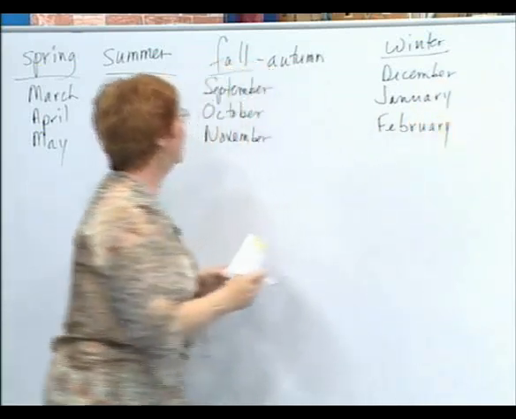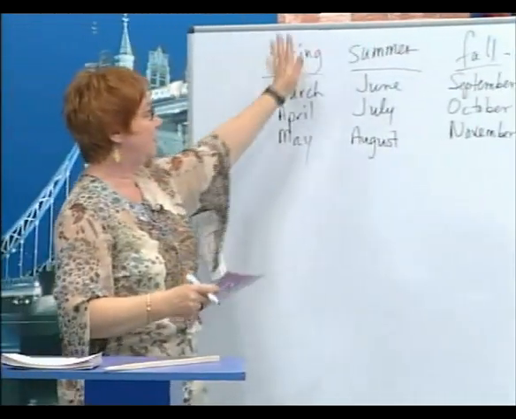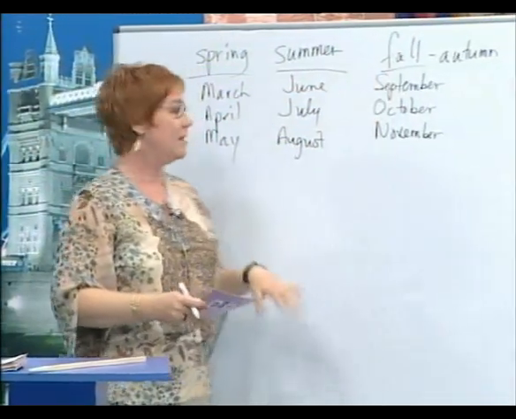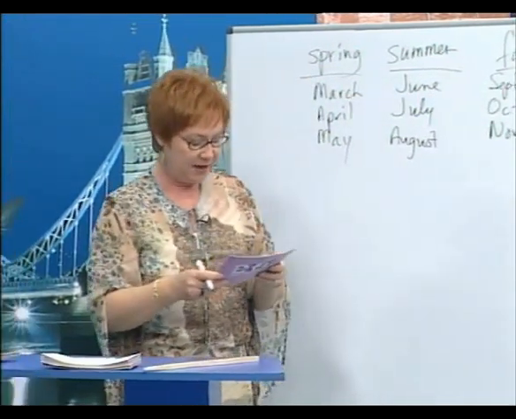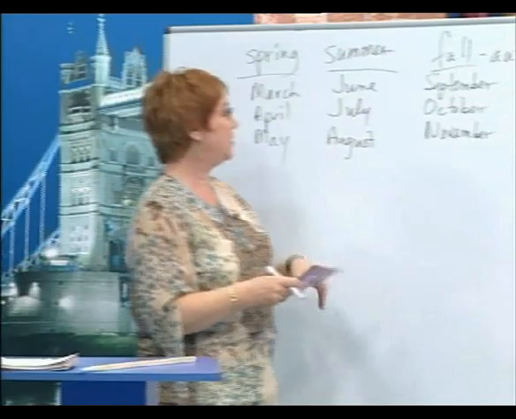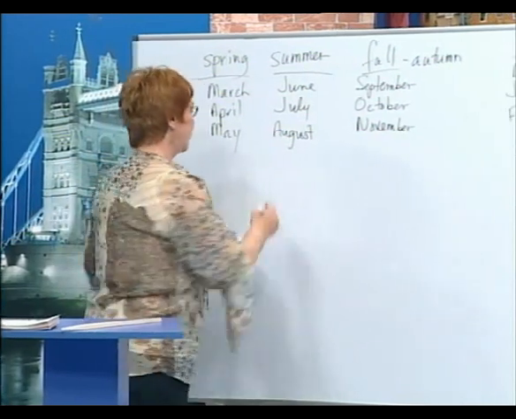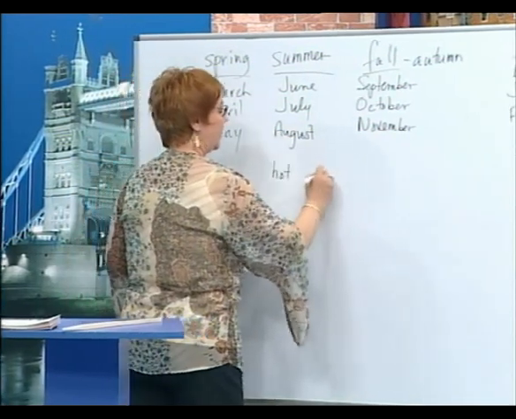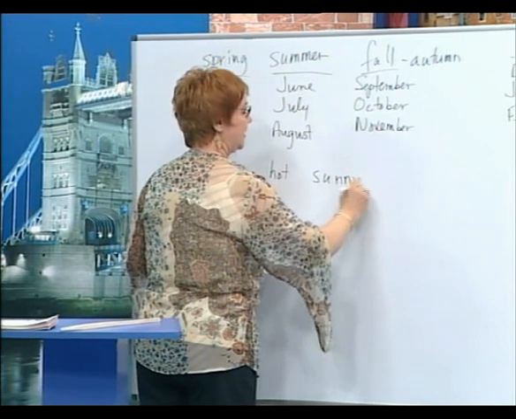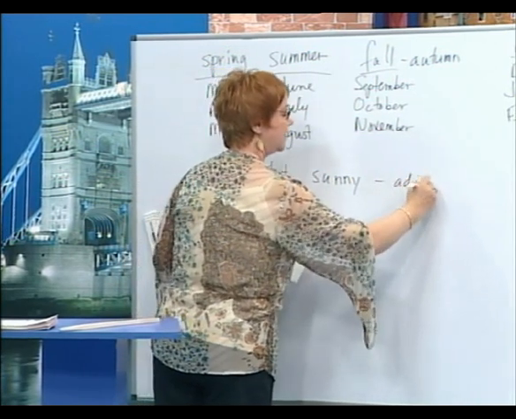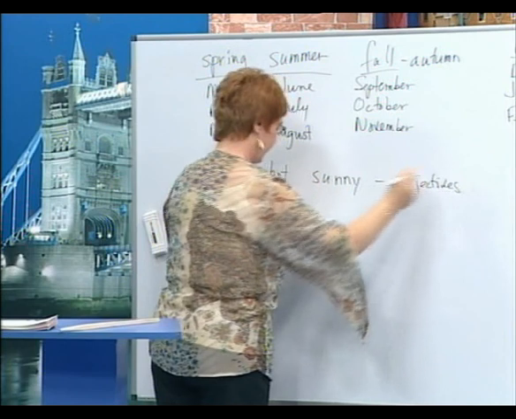Okay, so these are the seasons, spring, summer, fall, winter, and these are the months in those seasons. Now Isabel, what is the weather usually like in the summer? It's usually hot and sunny in the summer. Yes, that's right. And we use adjectives like hot and sunny, these are adjectives, to talk about the weather.